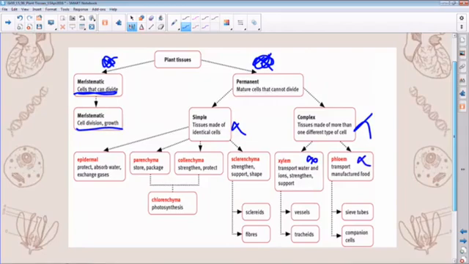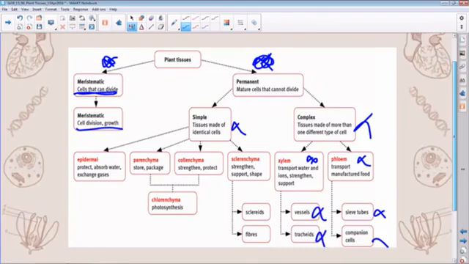Okay, and if we have a look at that, your xylem transports water, ions, strengthens, and supports. And your phloem transports manufactured food, in other words, food that this plant has made. Phloem consists of sieve tubes and companion cells. Now, if you have a look at your xylem, it's got your vessels and your tracheids. Okay, you need to know them.